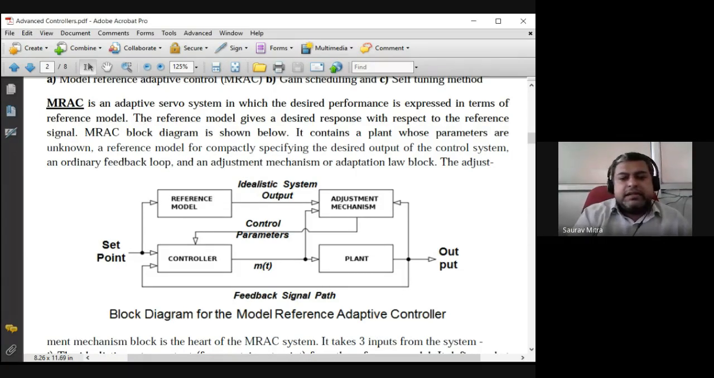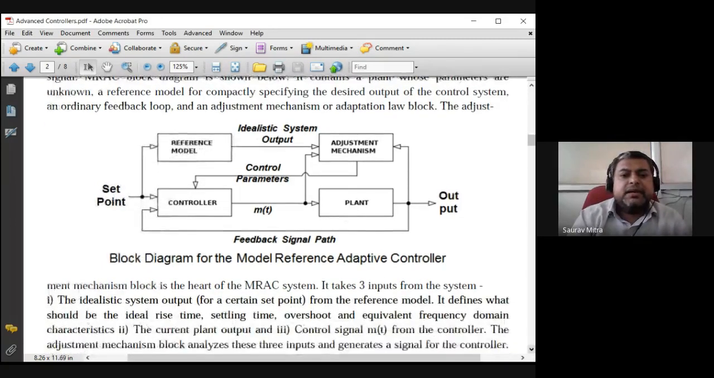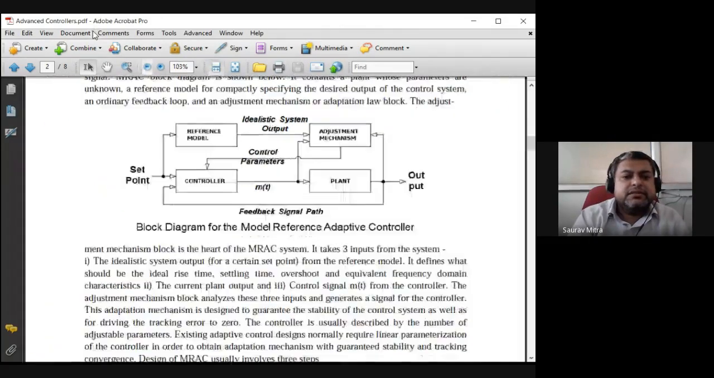Okay, so let us see the MRAC. This is another thing which is very much required in the vehicle. It has to be well understood while we are doing vehicular adaptive control. The adjustment mechanism block is the heart of the MRAC system. In the previous case there was a parametric adjustment; in this case also there is an adjustment mechanism.